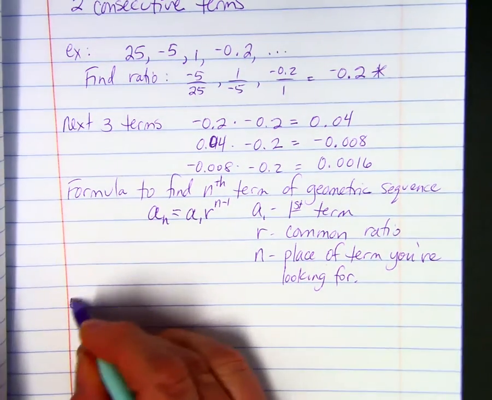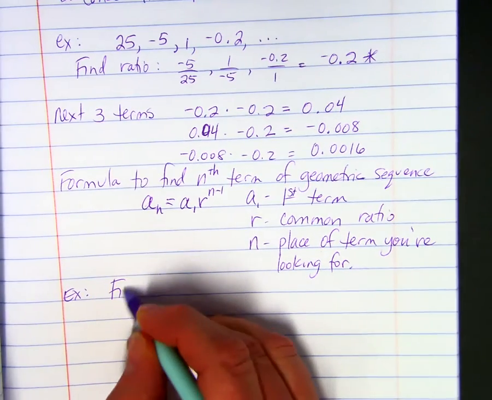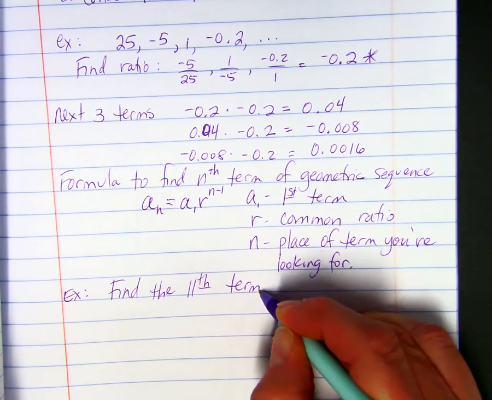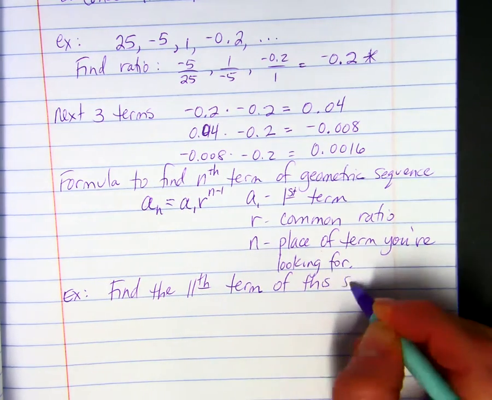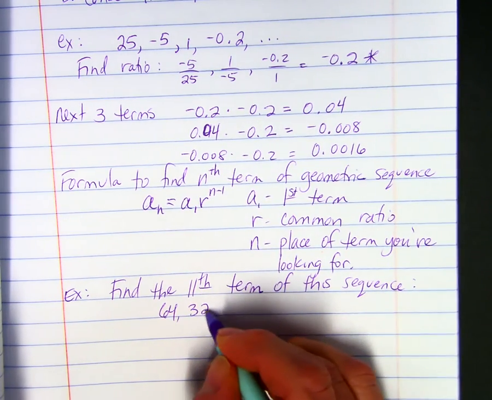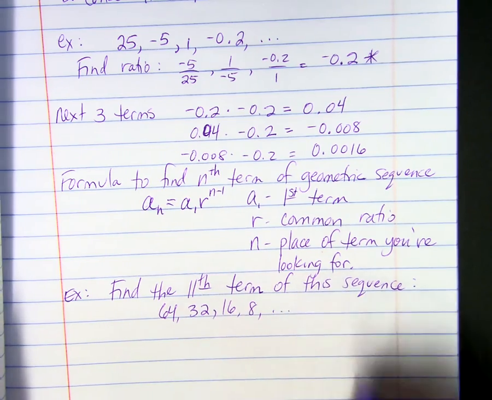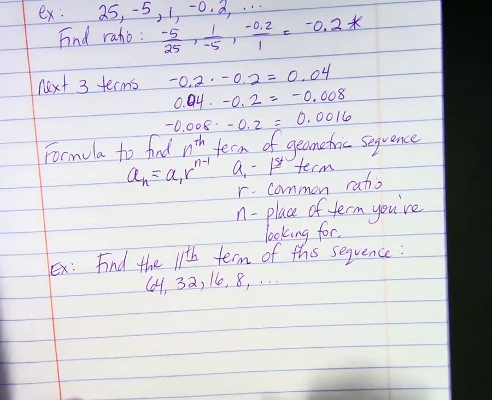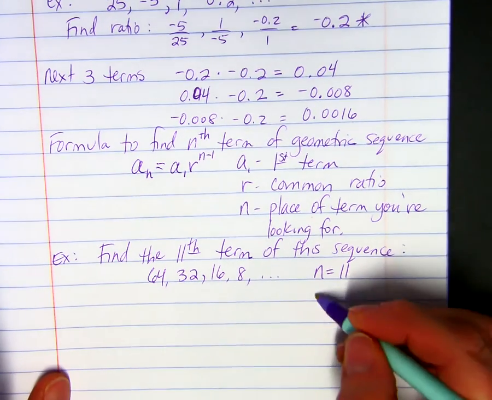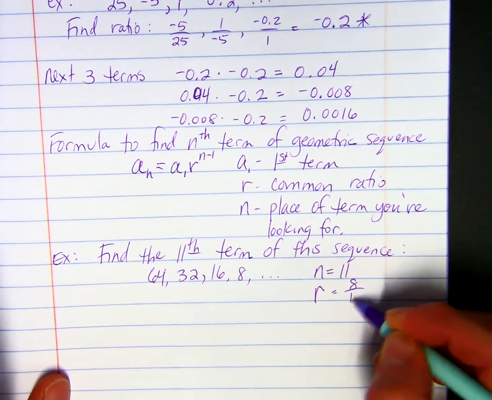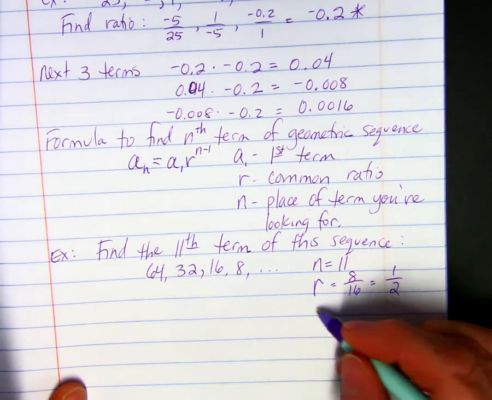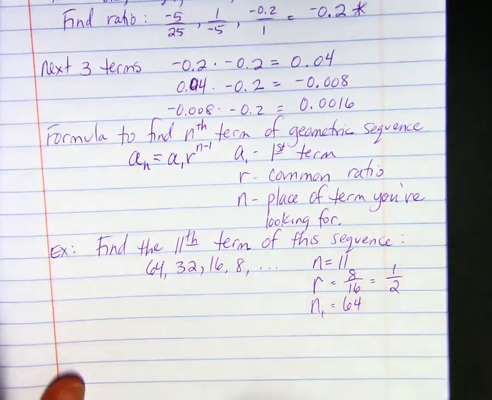So here's an example of finding the nth term. Find the 11th term of this sequence: 64, 32, 16, 8, and so on. So I want the 11th term, so n will be 11. My common ratio will be 8 over 16, or 1/2. And a sub 1 is 64.